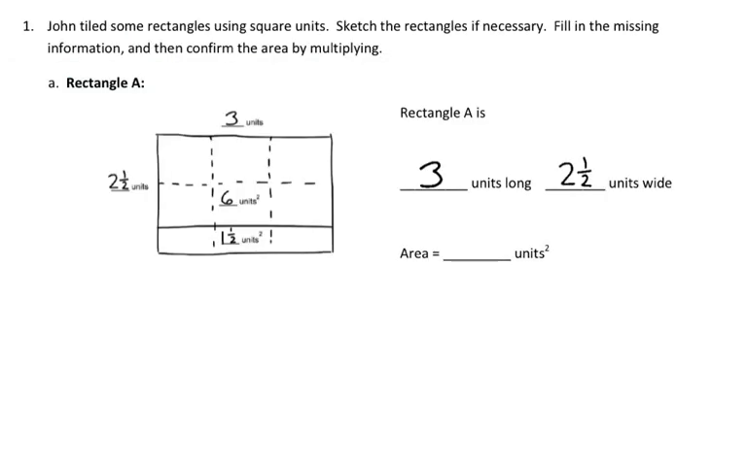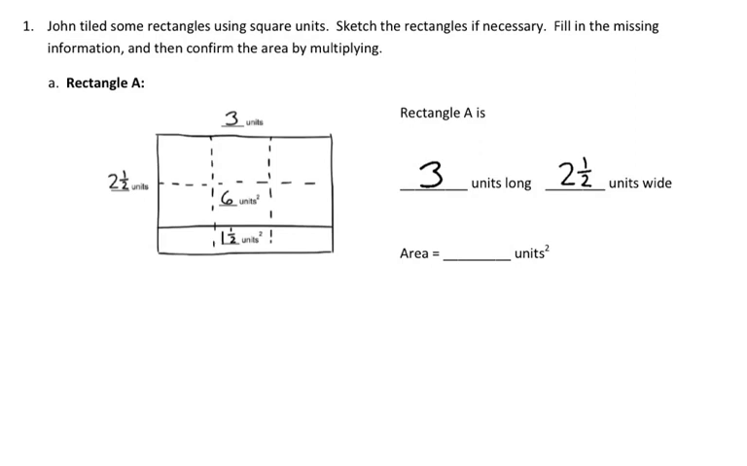So we're going to start out looking at question number 1 from the homework, and it reads, John tiled some rectangles using square units. Sketch the rectangles if necessary, fill in the missing information, and then confirm the area by multiplying. Okay. And in this one we don't need to sketch the rectangles because they're already sketched out for us, and we're going to fill in the missing information.